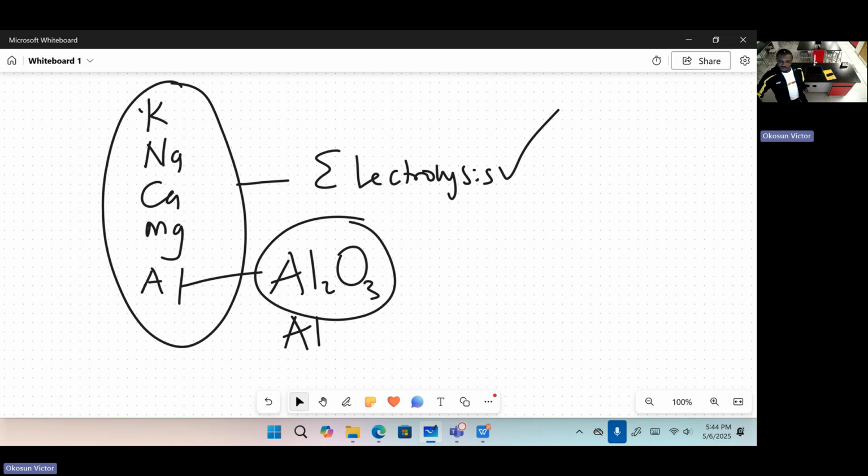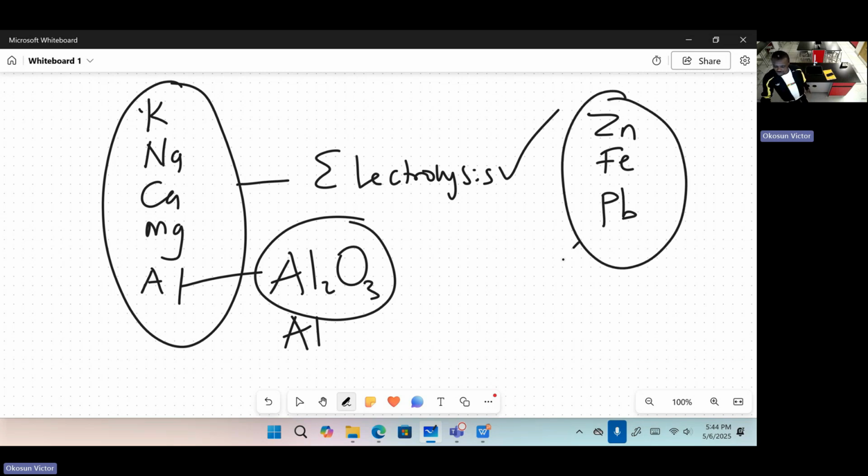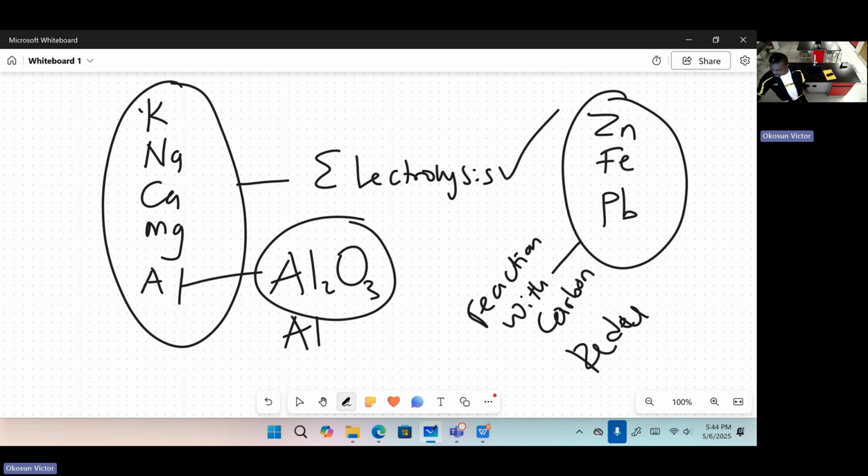And then every other metal before hydrogen, starting from aluminium, zinc, iron, and then lead, we can now extract by what is called reaction with carbon. We call this reaction a reduction reaction. Now this we will learn more tomorrow. So we are talking about chemical properties of metal. I hope you've gotten something. You can replay the chemical properties of metal and get more understanding.